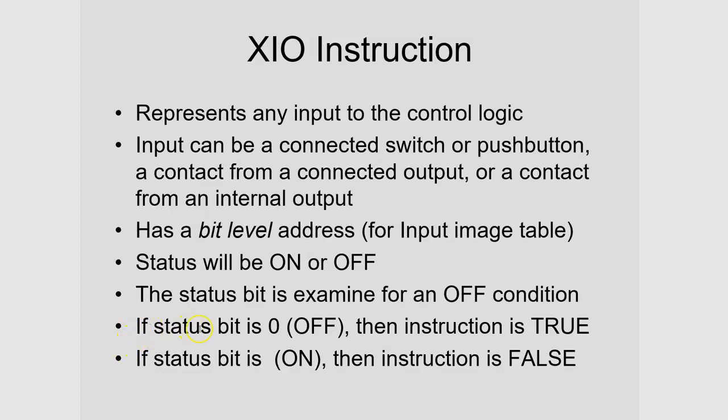If the status bit is a 0, that is, in that cell in the input image table, if there's a 0 there, and the reason there would be a 0 there is the switch mapped to that position would be open. If there's a 0 there, if the switch is off or open, then this instruction will be true. If the switch is actually closed, then this instruction will be false. So it works the opposite way when you compare this to the examine if closed.